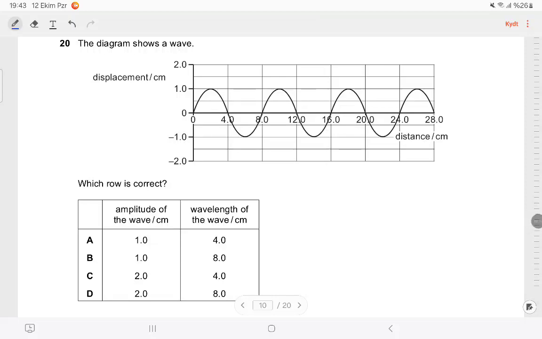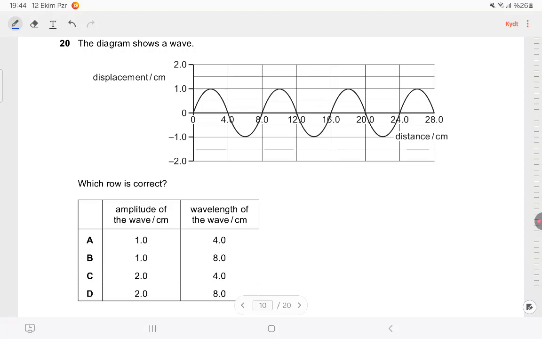Hi everyone, today we are going to solve a question about waves from one of the IB past papers. The question is about waves, as you see, and we want to find out the amplitude and the wavelength of the wave. So we will go through the definitions. What was the amplitude of the wave?